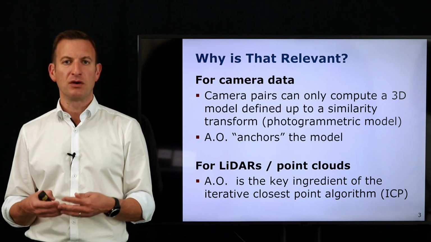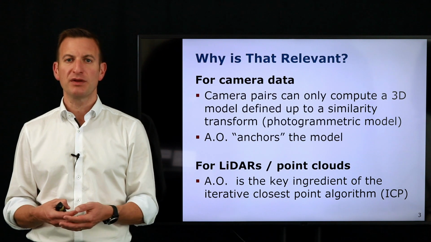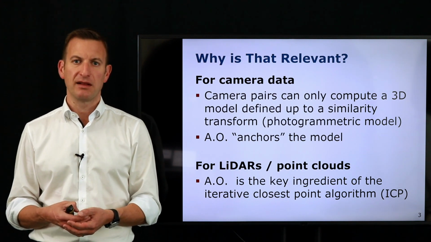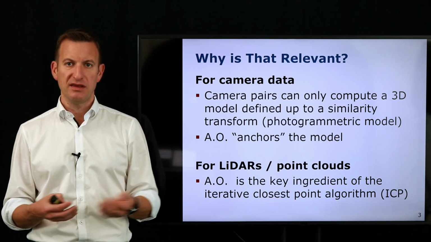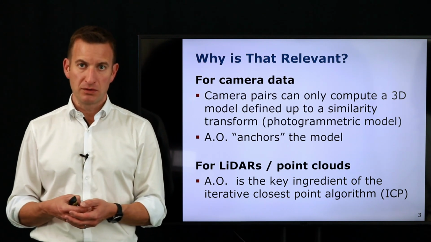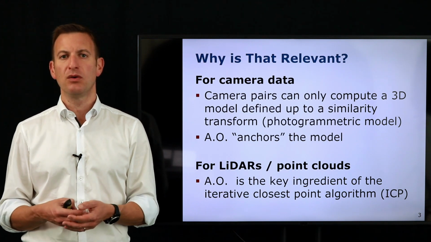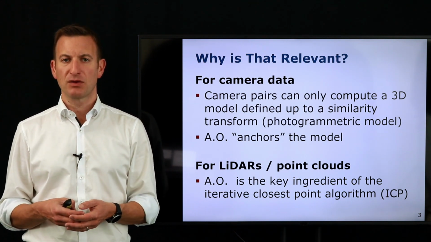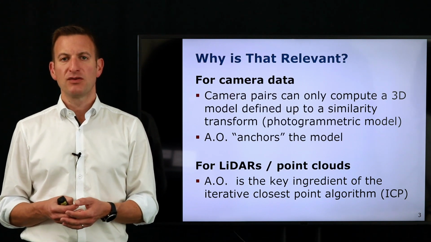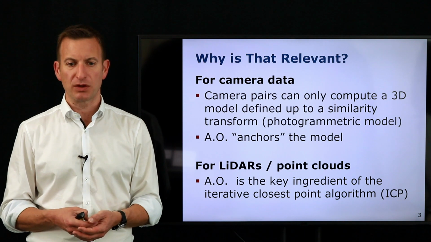That means you do not know where that 3D model is in the real world, and you don't know anything about the scale. And in this case, the absolute orientation helps you to fix this, given that you have a few control points. So a few points for which you know their 3D location in an external coordinate frame. So the absolute orientation kind of anchors our photogrammetric model in the real world.